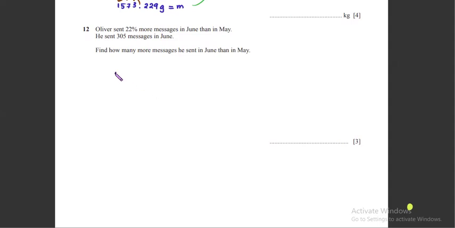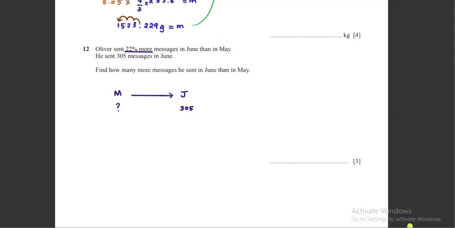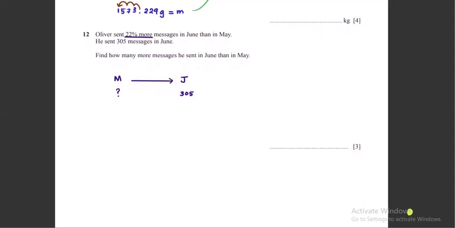In this case, we have May, so I'm going to label that with M. And then we have June, I'm going to label with the letter J. In June, the number of messages he sent was 305 messages. We need to calculate how many more messages he sent in June than in May, which means for us to do that, first we need to calculate how many messages he sent in May. And here it clearly states that in June, the messages he sent was 22% more. So this 22% more explains that there is a percentage increase of 22%.